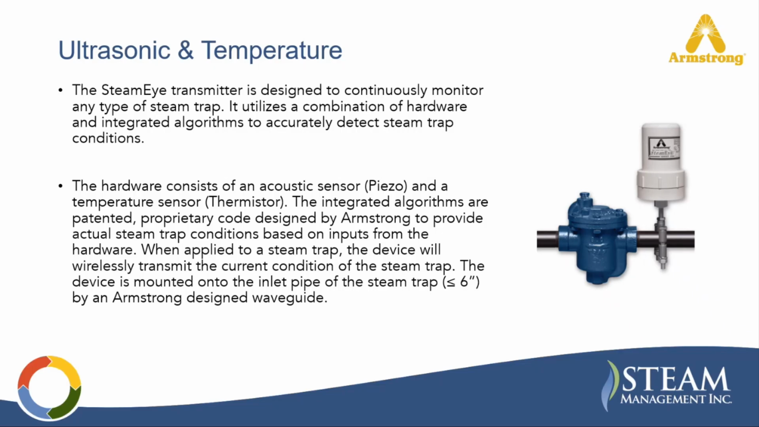The transmitter continuously monitors 2 critical parameters, and that is the temperature and ultrasonic activity. By combining both pieces of information with Armstrong's algorithms, the device can determine the operating condition of the trap and wirelessly communicate that condition back to the system. This makes the ultrasonic and temperature transmitter an excellent solution for facilities that have multiple trap technologies installed all throughout their steam system.